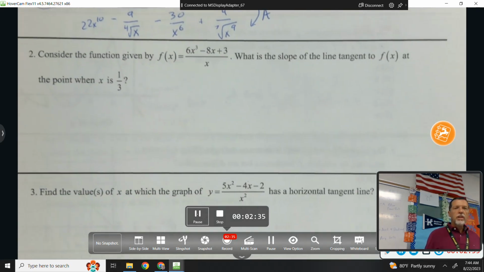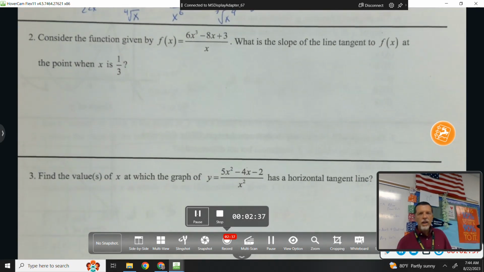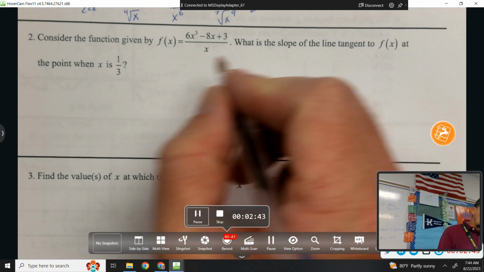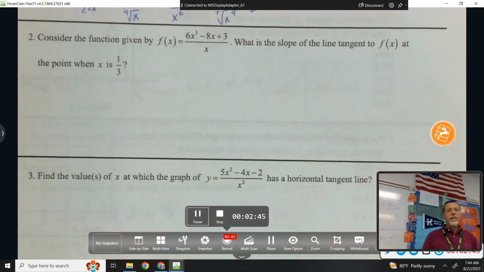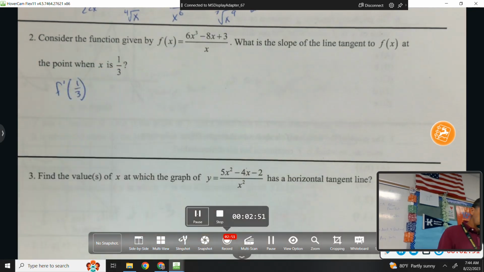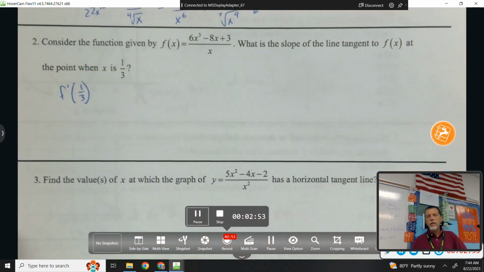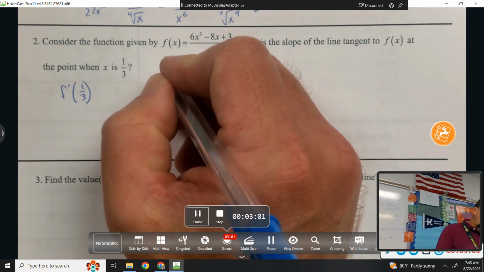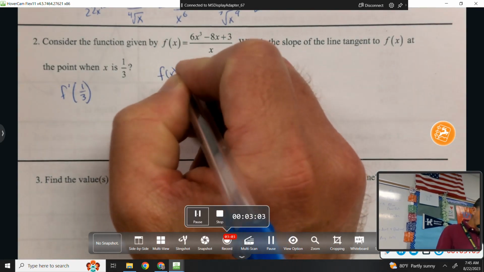Number 2, consider the function given by. What is the slope of the line tangent to the point when x is 1/3? That's a lot of words to be asking. What's it asking? Find the derivative at 1/3. So today is really an emphasis on making sure you understand the terminology, but you're still finding a derivative every single time. I think we've got an algebra step first here.